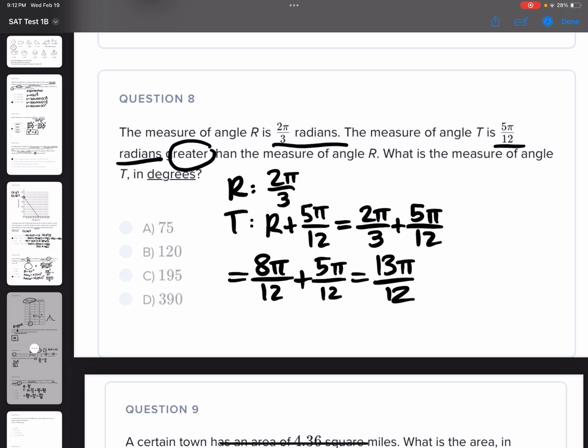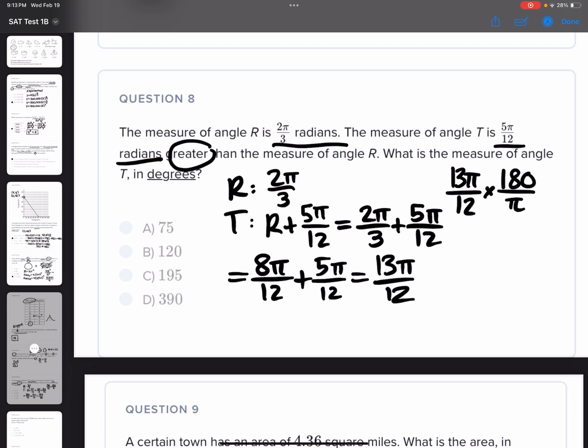So if I want to go to degrees, I have to get to just a normal number with no pi. And if I want to go to radians, I would have to multiply in a way that I would have pi in my answer. So we want to get rid of pi. So 13 pi over 12, we're going to multiply by either pi over 180 or 180 over pi. And I believe we should use 180 over pi, because there's 180 degrees in 1 pi radian.